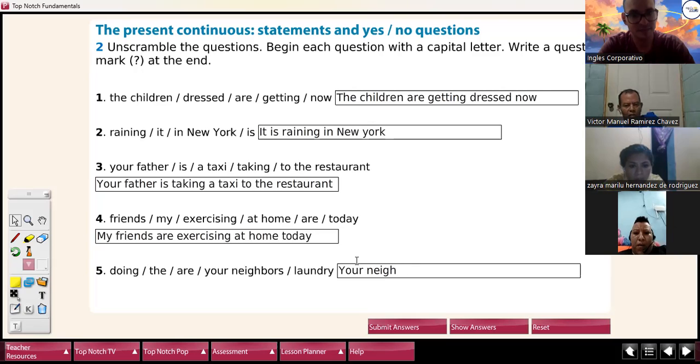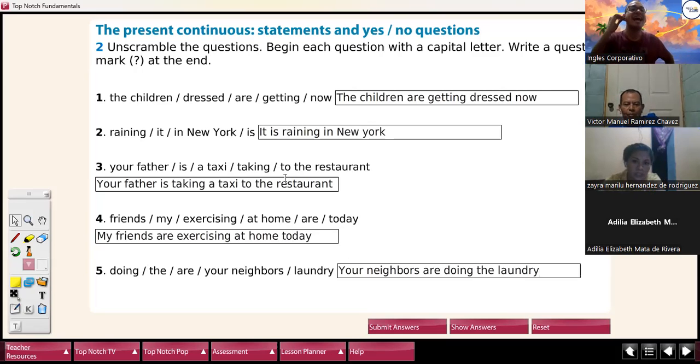Your neighbors are doing the laundry. Now, everybody repeat, please. The children are getting dressed now.